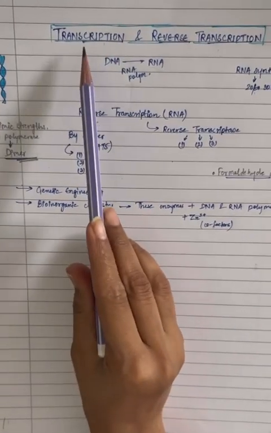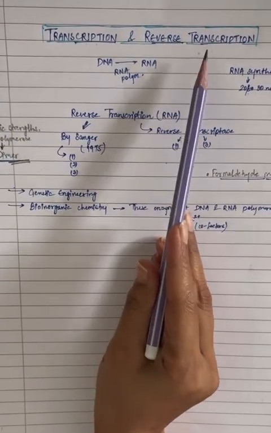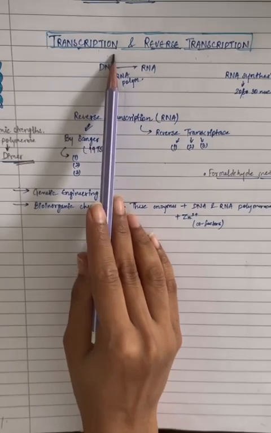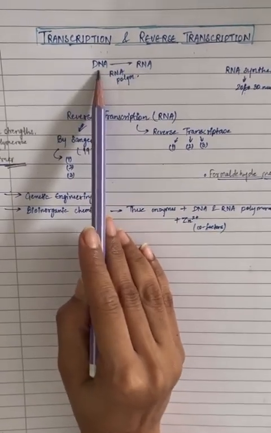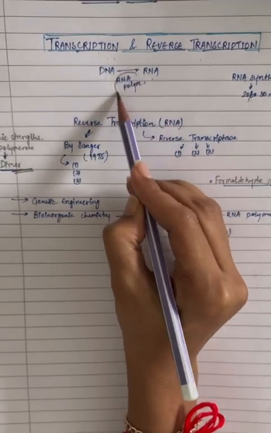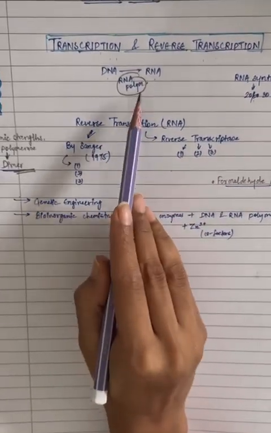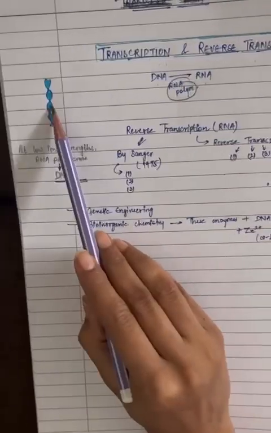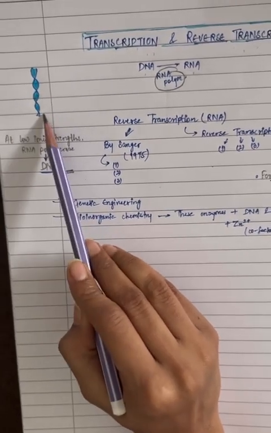So my topic is transcription and reverse transcription. Transcription is the process by which DNA information is transferred to RNA, facilitated by the enzyme RNA polymerase. This enzyme binds to a specific site on one strand of the DNA double helix, initiating RNA synthesis.